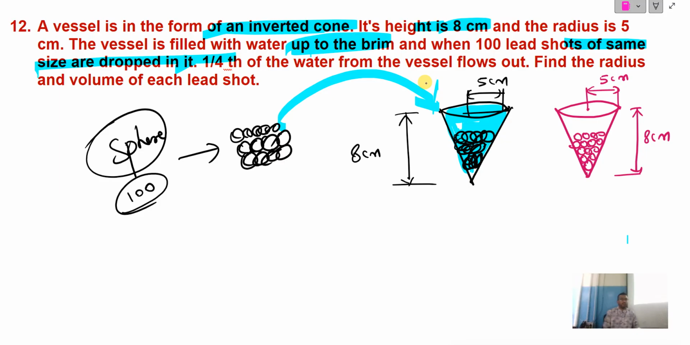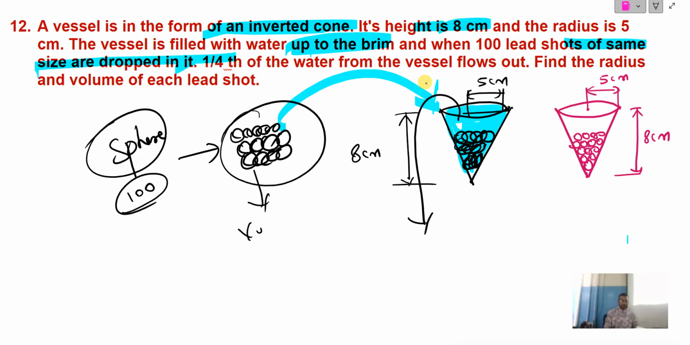Now they're asking to find the radius and volume of each lead shot. My dear students, it's a very interesting and very simple problem, to be honest. Easily people can get it. If you get this question in your exam, you are one of the luckiest students, seriously, because the concept is very easy and simple. Let me come to the solution part.